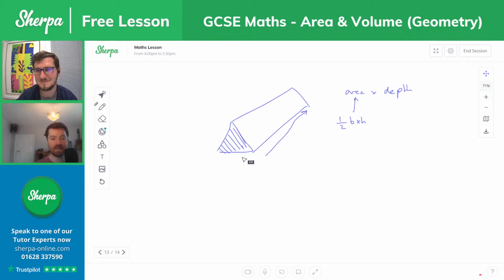And so I could have, say, a base of 5 and a height of 6. And so this is going to give me half of 5 times 6. Half of 30 would give me 15. So that would be my area, and then I just multiply that 15 by my depth. And let's say my depth in this case is, I don't know, 20. And so I end up doing 15 times 20, and that'll give me my volume, which is going to be 300, I'll call it centimeters cubed in this case.